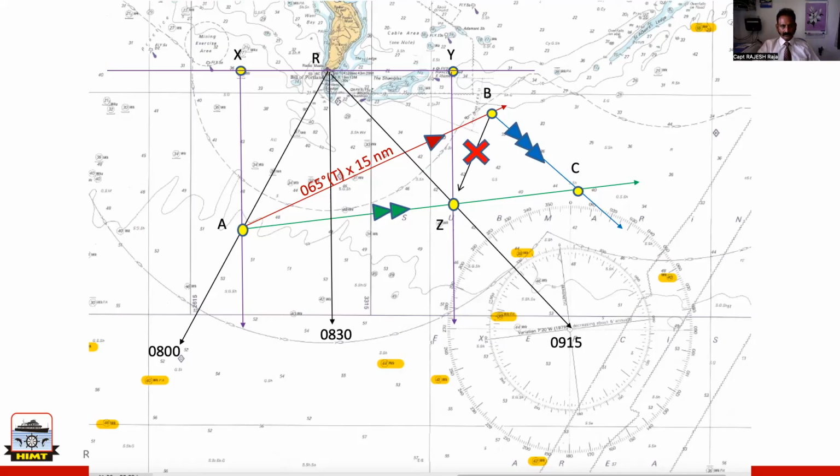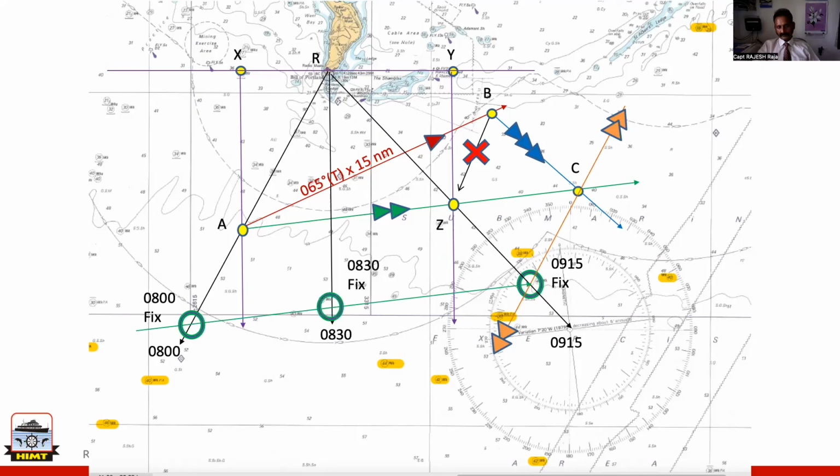Now I have completed the triangle, so I'm going to transfer my first PL to Charlie. So this is my first transferred PL. Wherever the first transferred PL intersects the third PL, why third PL? Because we have drawn a triangle for 1 hour 15 minutes, so I can transfer only to 1 hour 15 minutes. So this is your 915 fix. I'm going to retrace back my CMG, and that is going to give me the 8 o'clock fix and 8:30 fix also.